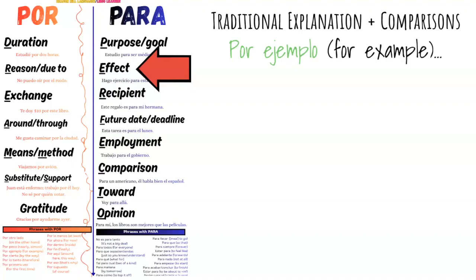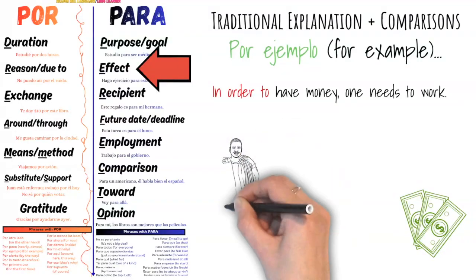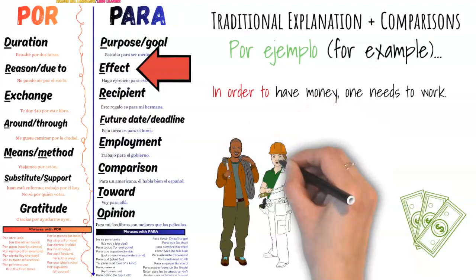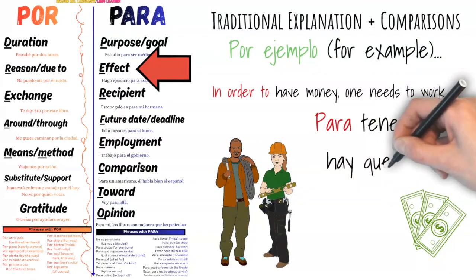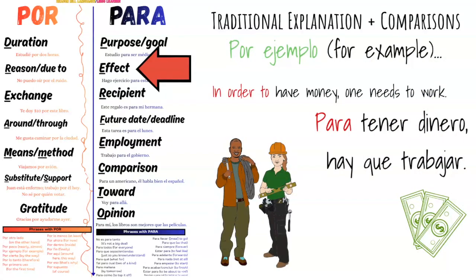Hago ejercicio para estar saludable. I exercise for the effect of being healthy, or I exercise in order to be healthy. How would you say, in order to have money, one needs to work? That is, the goal or effect is having money, and we get there by working. That's right. Para tener dinero, hay que trabajar. If you need a review on this use of hay que, see the video in the description.